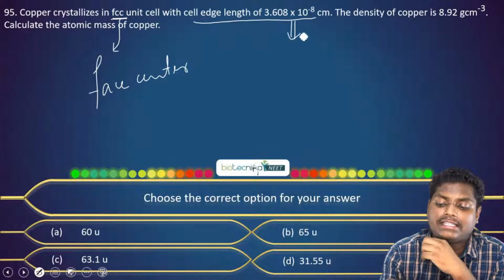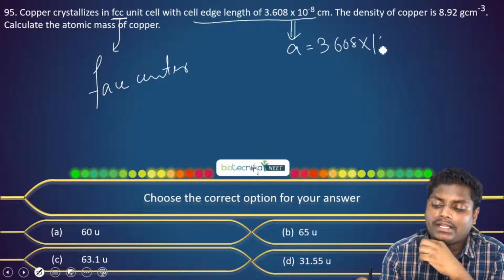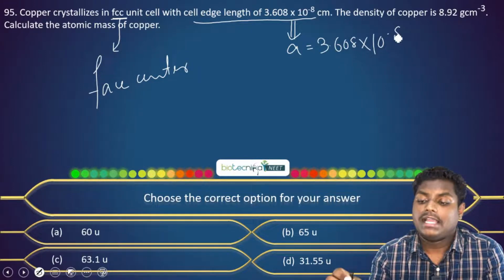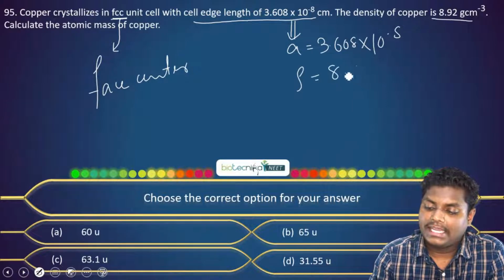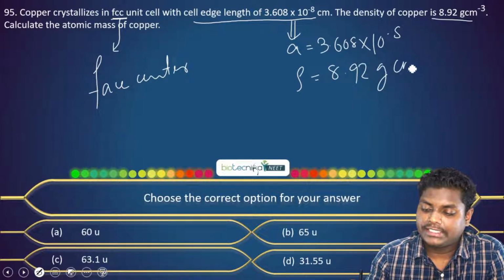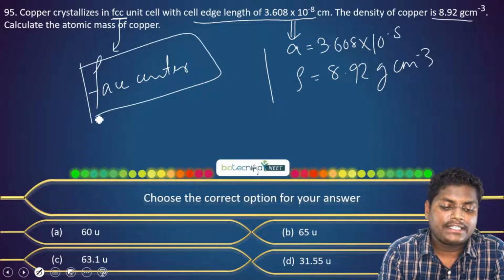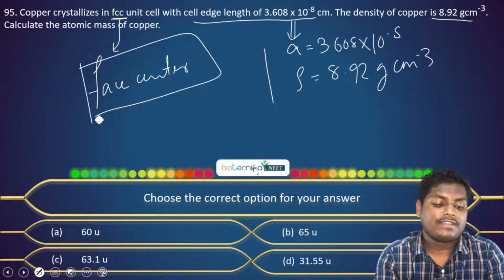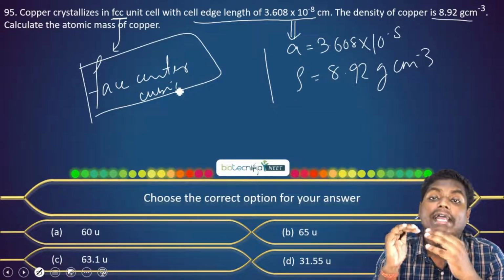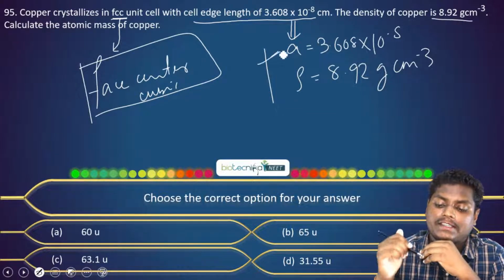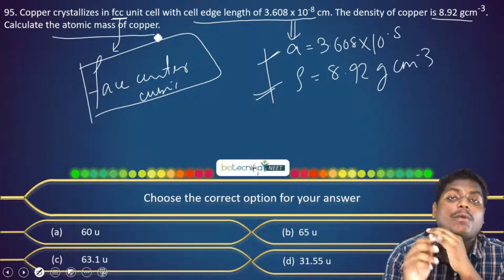What is the edge length that they have given us? Basically it is 3.608 into 10 to the power minus 8, and the density of copper, the rho value, they have given us 8.92 gram per centimeter cube. So they are saying that it's a face centered cubic unit cell. FCC is given to us. We know the edge is given to us, and the density is given to us. They're asking the atomic mass of copper.